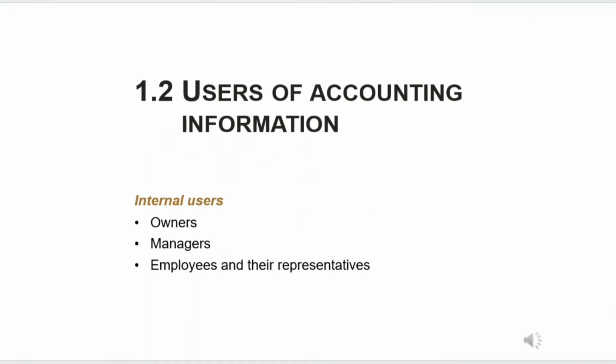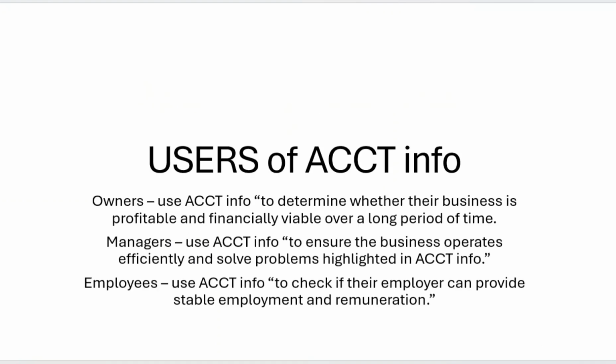Okay, so the users of accounting information: you have internal and external users. Internal users would be owners, managers, and employees and their representatives. Owners use accounting information to determine whether their business is profitable and financially viable over a long period of time. Managers use accounting information to ensure the business operates efficiently and to solve problems that are highlighted in the accounting information. Employees use accounting information to check if the employer can provide stable employment and remuneration.